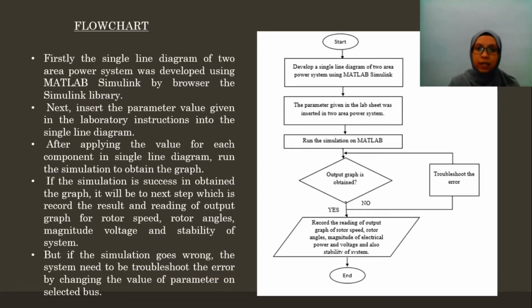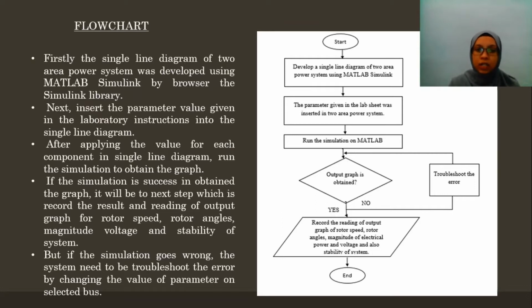I will explain to you the process flow of the system. Firstly, the single line diagram of the two-area power system was developed using MATLAB Simulink from the Simulink library. Next, we insert the parameter values given in the laboratory instruction into the single line diagram. After that, apply the value for each component in the single line diagram and run the simulation to obtain the graph.